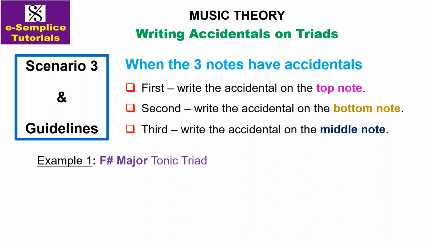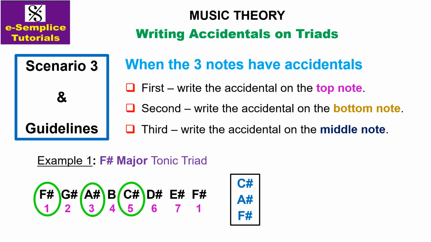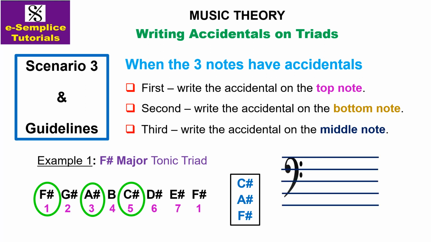Let's take an example. Example 1. Let's look at F sharp major tonic triad. As usual, the notes in the scale, the degrees of the scale, the tonic, the third, the fifth, stack the way it would look. Now we need a staff. F first, A, then C. Now look at the guideline above.